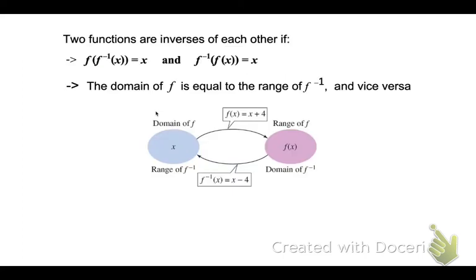So we know that a function is a function if every x value has exactly one y value, correct? But its inverse is also a function if every y value has exactly one x value. So what happens in an inverse is the domain of f is the range of its inverse. And the domain of the inverse is the range of the original.